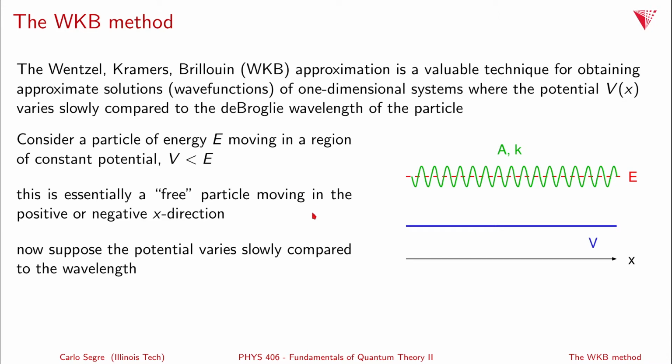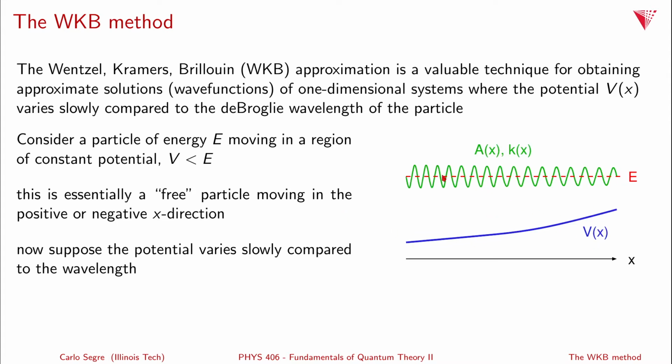Now, suppose that instead of a constant potential, you have a slowly varying potential. So now the potential varies, but very slowly on the scale of the de Broglie wavelength. So what's going to happen? Well, where the energy is higher compared to the potential, the de Broglie wavelength will be shorter, and the wave number larger. And as the potential rises, the wavelength gets longer, and the wave number is smaller. And so the wave number depends on the position because the difference between the energy and the potential is changing.